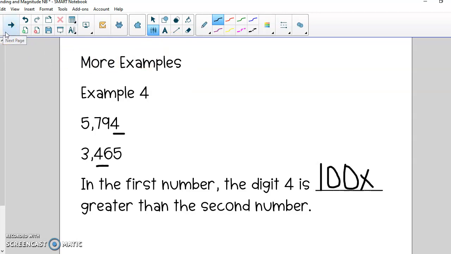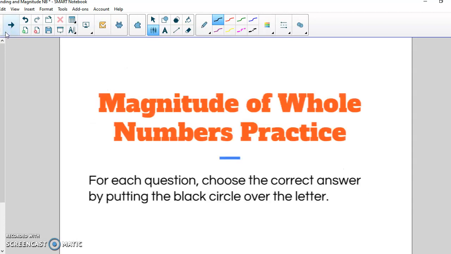And that is the end of the magnitude of whole numbers lesson. What you should do now is stop the video, complete the examples on the Google form, and then there's a few practice problems on Google Classroom that says magnitude of whole numbers practice. For each question, you're going to choose the correct answer by putting the black circle over the letter. Once you're finished with that, you're going to turn it in on Classroom. Do not share it with me. You're going to turn it in on Classroom, and then you may get on Dreambox.